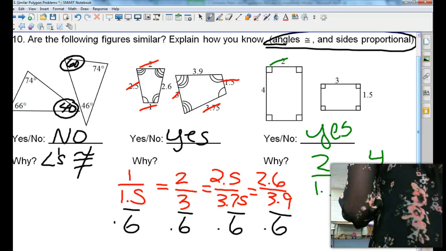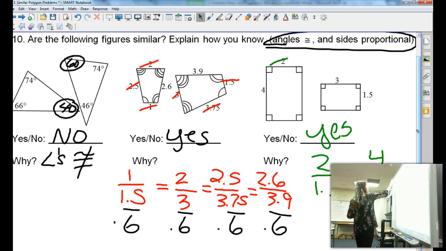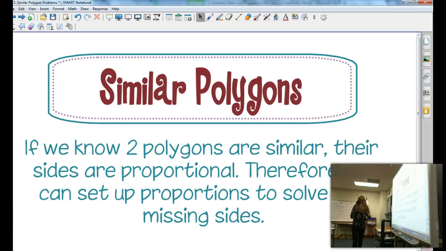All right, I will have you turn that in a minute. Let's go ahead and go to our notes for today. Did you pick up these notes when you walked in? Similar polygon notes.